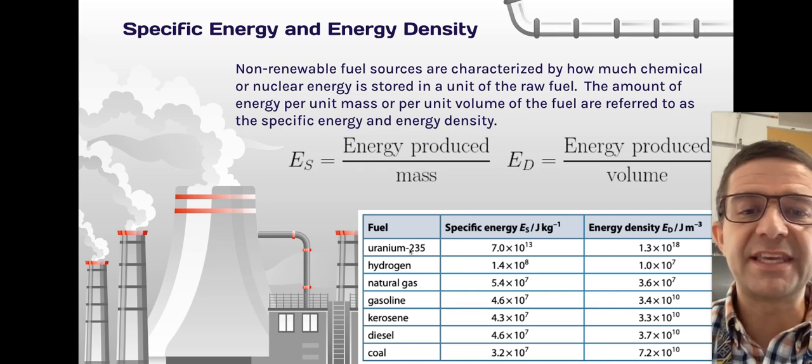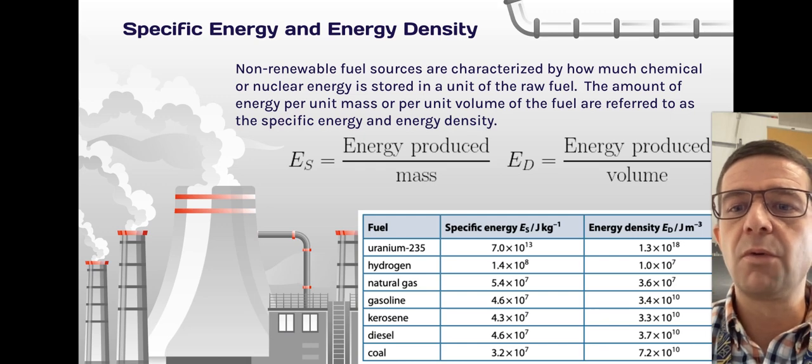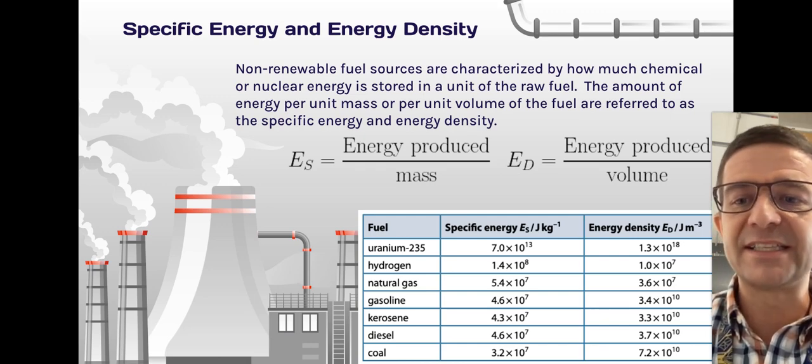Okay. The key difference here that you'll probably notice is uranium is much, much higher by several orders of magnitude, like 5 orders, almost 6 orders of magnitude when we talk about the specific energy, the energy per kilogram, and by almost 10 or 11 orders of magnitude when we talk about the energy density.